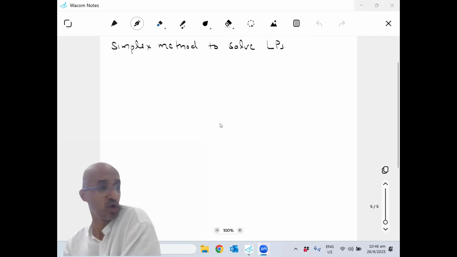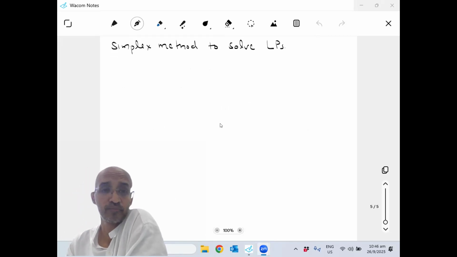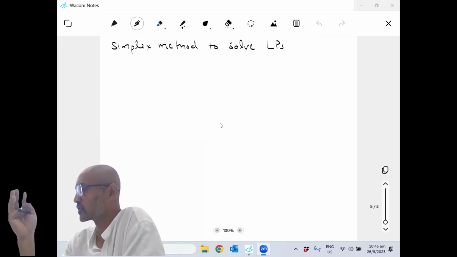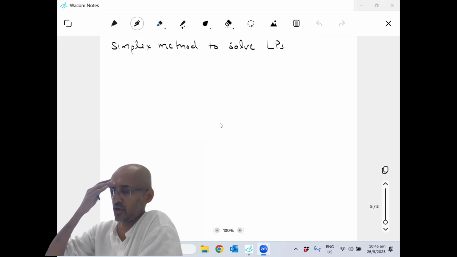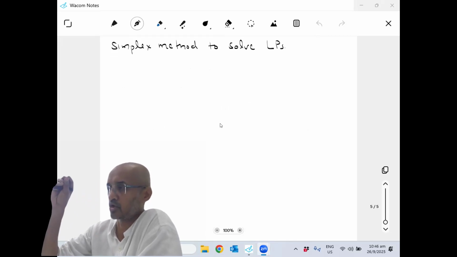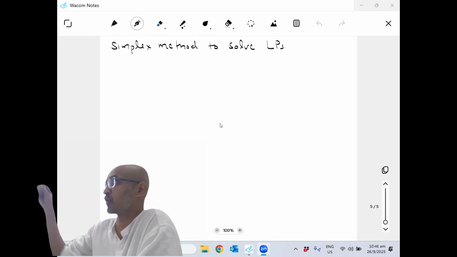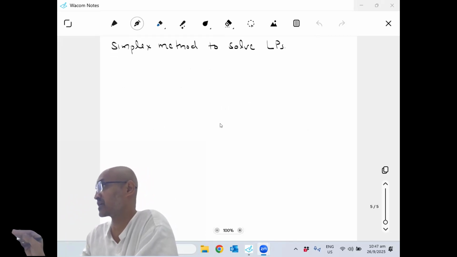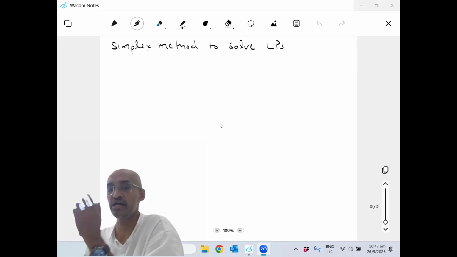So I want to work towards the claim that for LPs, we can restrict finding the optimal solutions to only basic feasible solutions or extreme points. We haven't formally shown that as yet. We have seen that with figures in 2D. I haven't shown it to you in 3D, but you can try it in 3D.